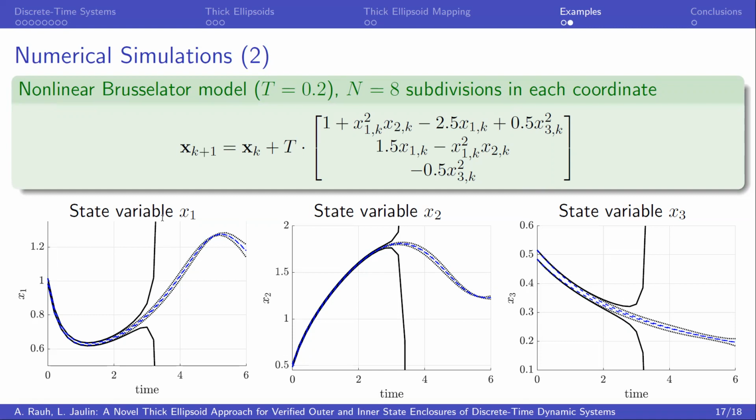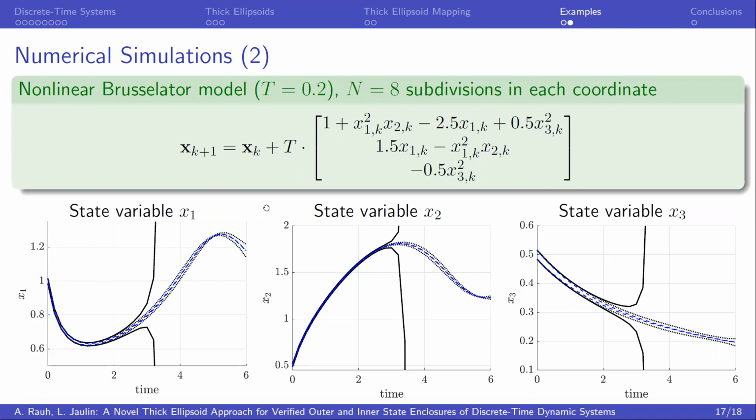To avoid this phenomenon, we can subdivide the initial state domain into, in our case, n equal to 8 subdomains for each of the coordinates, and perform the simulations. The black dotted lines now represent the union over all sub-ellipsoids in terms of the guaranteed outer enclosures. The corresponding inner state enclosures are described here by the blue lines.